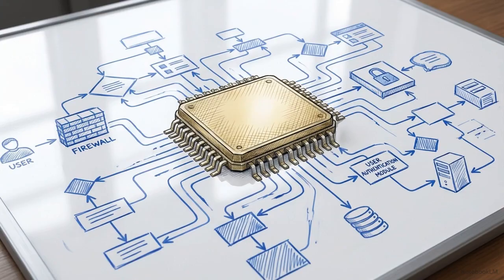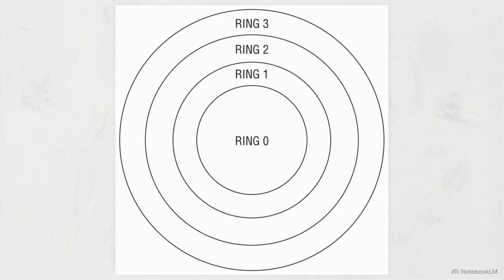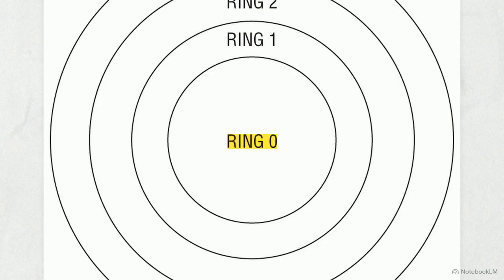Architects use these abstract flow rules as the exact blueprints to design physical microchip architecture. This diagram illustrates operating system kernel isolation through the ring protection model. The outermost layer, ring 3, contains the untrusted user application space. At the absolute core is ring 0. This is the highly trusted operating system kernel.